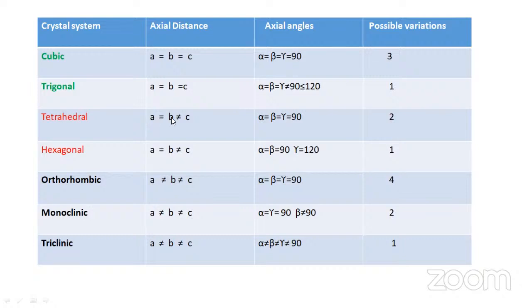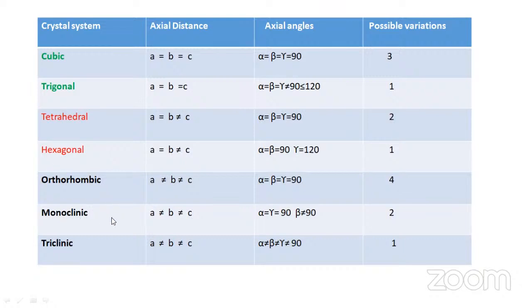A is equal to B and B is not equal to C. In the second group, A is equal to B, B is not equal to C. You can see in hexagonal also, A is equal to B, B is not equal to C. In the first group, what is the axial distance? A is equal to B is equal to C. But in the second group, write it down, A is equal to B, B is not equal to C.